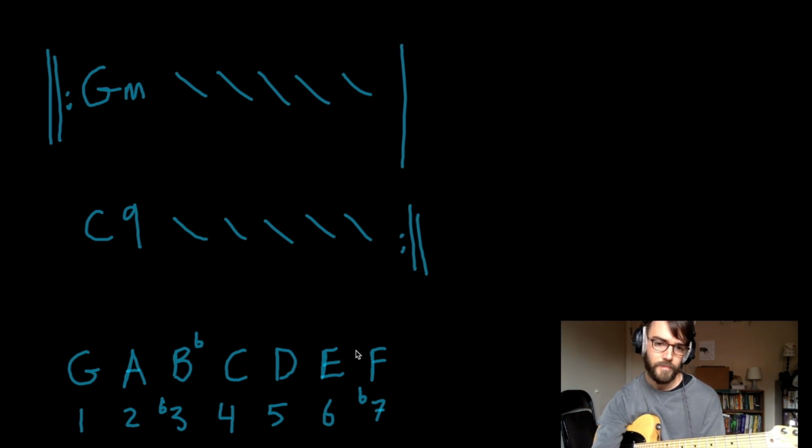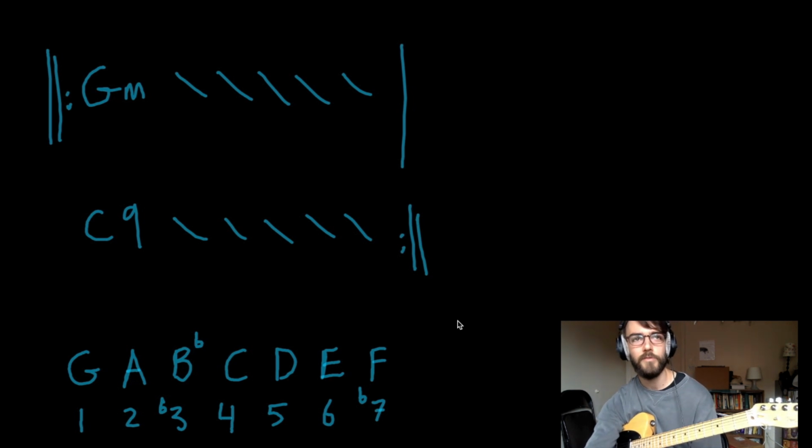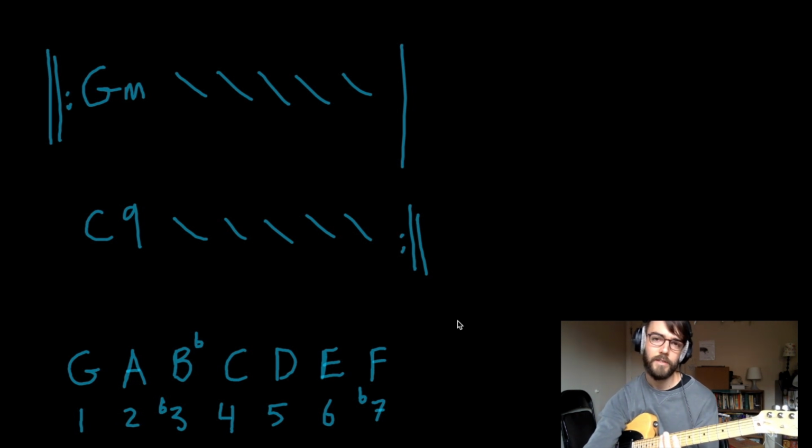Alright, and then another little note for this one here is taking a look at this group of notes. Just want to point this out. We have all naturals except for one flat. And which major scale do we know has only one flat? If we think back to our circle of fourths, the answer is F. And the chords G minor and C9 both occur in the key of F. So it's kind of like we're playing F major.